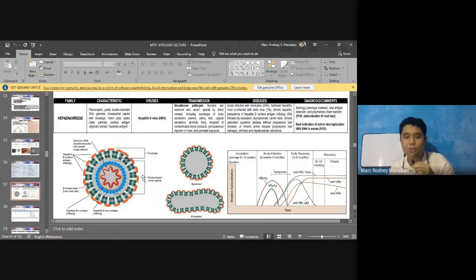That's why we medtechs, we are very, very necessary to really have the vaccine for HBV. Take note, dears. Kailangan yun. It saved my life, no?